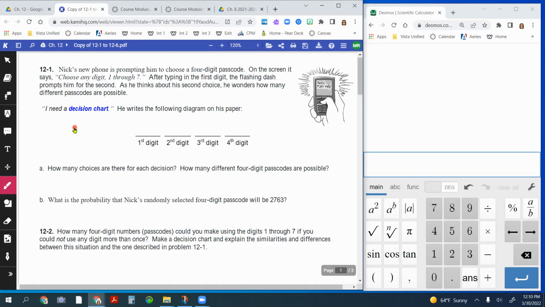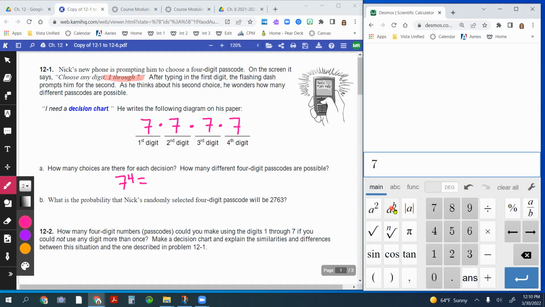So we're using the digits 1 through 7. So he has 7 choices for his first one, times 7 choices for his second one, times 7 choices for his third one, times 7 choices for his fourth one. So that's going to be 7 to the 4th. And I've got a calculator here on the side. 7 to the 4th is 2,401 different passcodes.